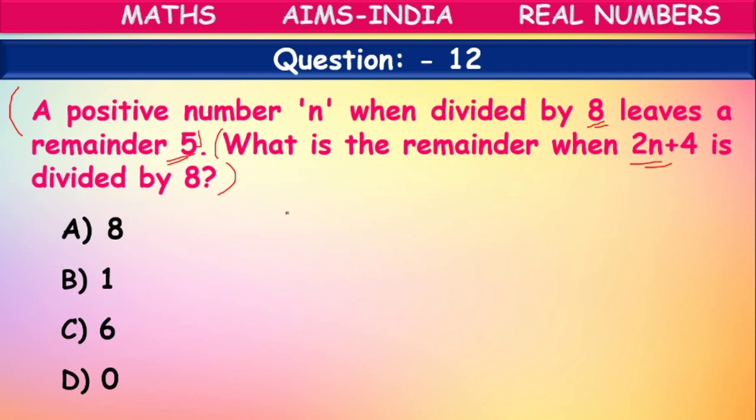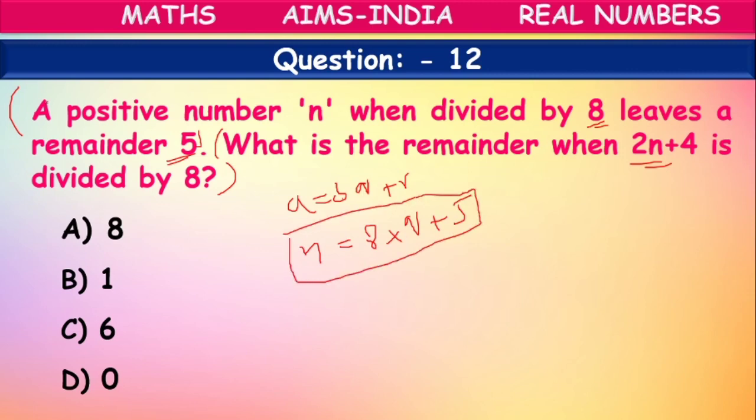So, according to Euclid division lemma, a equals bq plus r. So, dividend n equals divisor 8 into quotient, which we don't know, plus remainder 5. This we can write according to the first statement. Now they are asking what will be the remainder when 2n plus 4 is divided by 8. Now in place of n we need 2n plus 4, means we have to multiply with 2 and add 4.